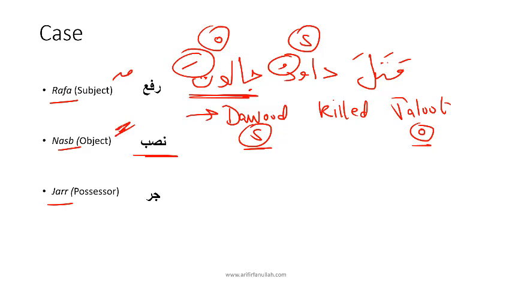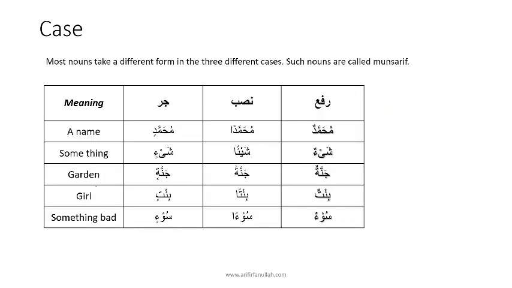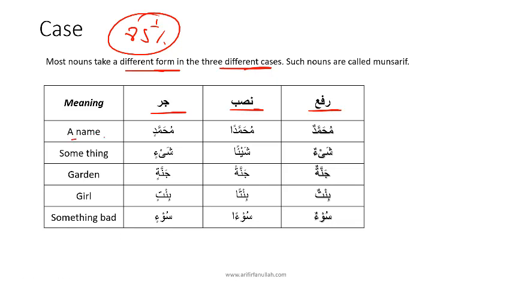The key takeaway is that in Arabic, we know whether a noun is a subject or an object or a possessor depending on whether it is in rafa, nasab or jar, and we'll need to learn how to tell whether a particular noun is rafa, nasab or jar. So let's understand this in more detail. About 85% of the nouns in Arabic will take a different form in the 3 different cases. So with rafa, nasab and jar, if we take a name like Muhammad, in rafa form we will have Muhammadun, in nasab we have Muhammadan, and in jar we have Muhammadin.